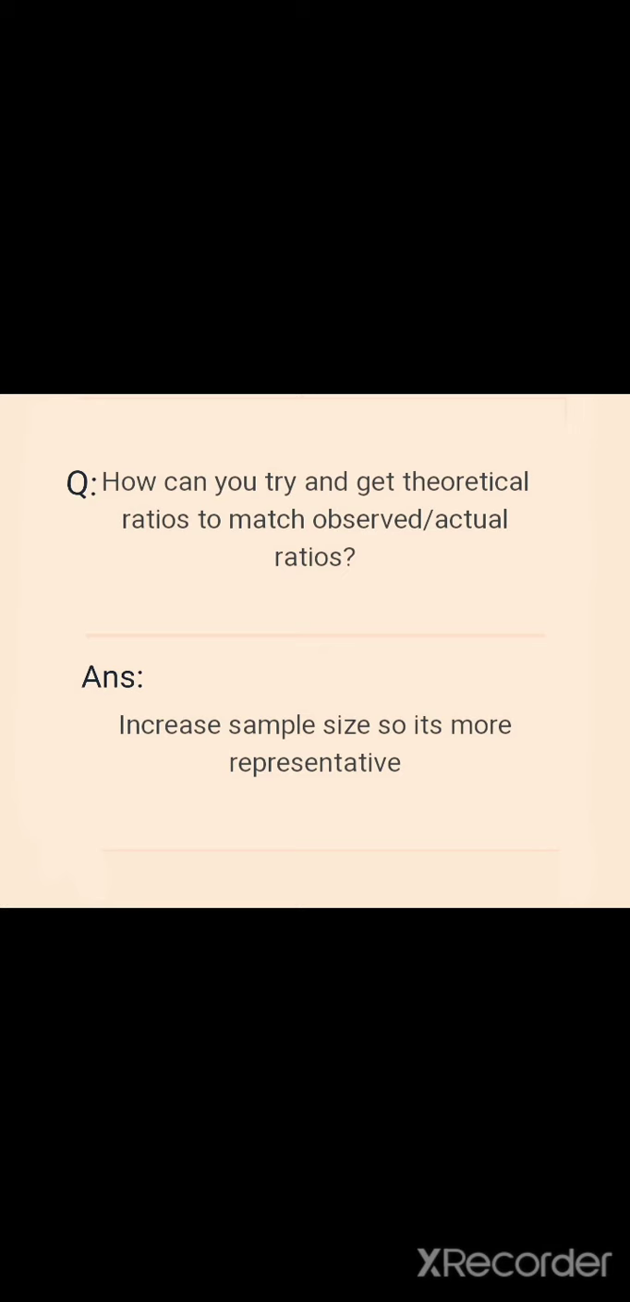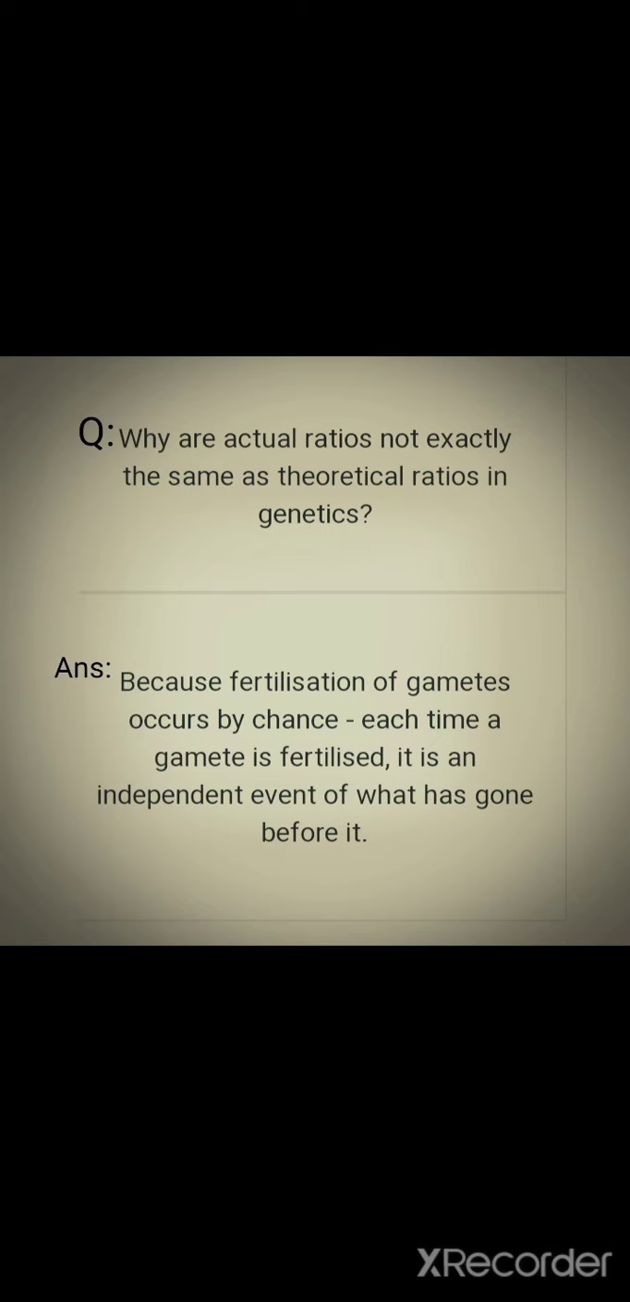Then the question is, how can you try and get theoretical ratios to match observed or actual ratios? By increasing the sample size so it's more representative. Then the question is, why are actual ratios not exactly the same as theoretical ratios in genetics? And the answer is because fertilization of gametes occurs by chance. Each time a gamete is fertilized, it is an independent event of what has gone before it.